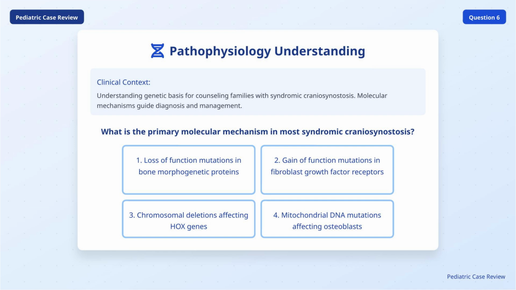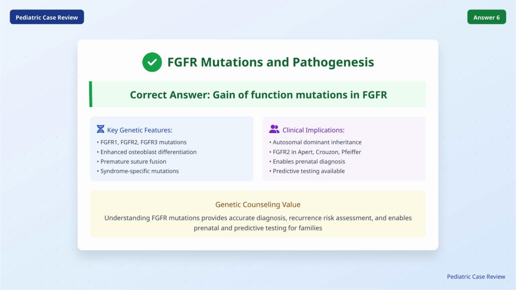What is the primary molecular mechanism underlying most forms of syndromic craniosynostosis? This understanding is crucial for genetic counseling. Option 1, loss of function mutations in bone morphogenetic proteins. Option 2, gain of function mutations in fibroblast growth factor receptors. Option 3, chromosomal deletions affecting HOX genes. Option 4, mitochondrial DNA mutations affecting osteoblasts. The correct answer is gain of function mutations in fibroblast growth factor receptors.